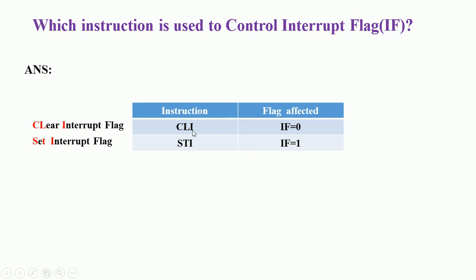Here, CLI. What is CLI? Clear interrupt flag. If you execute CLI, it immediately makes IF equal to 0. If you want to disable the interrupt system, execute this. If you want to enable the interrupt system, you can execute STI. What is STI? Set interrupt flag. If you execute this, the interrupt flag becomes set, which means the interrupt system is enabled. Clear means the interrupt system is disabled.